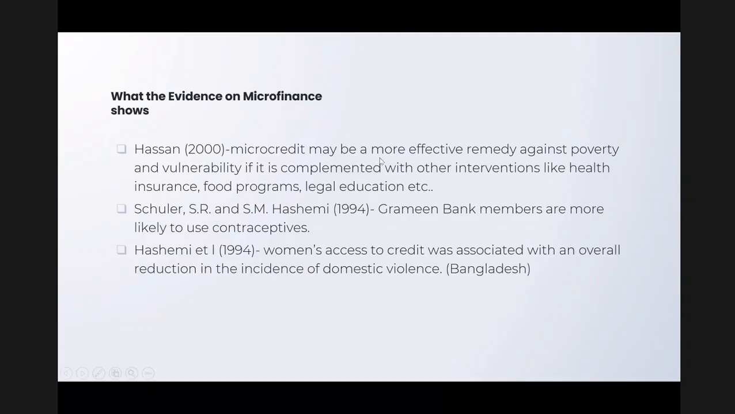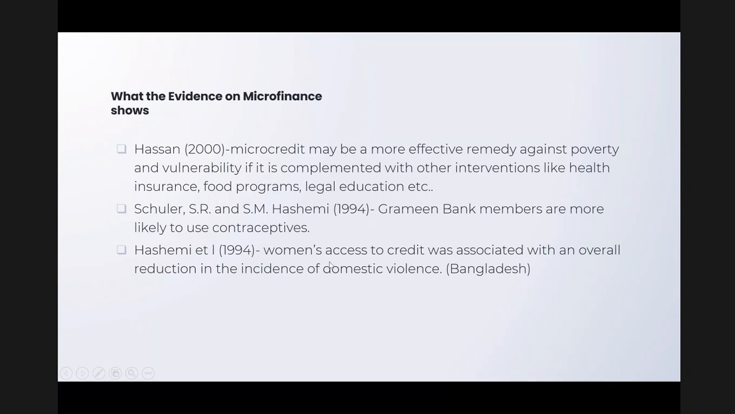Microcredit may be a more effective remedy against poverty and vulnerability if it is complemented with other interventions like health insurance, food programs, legal education, etc. Grameen Bank members are more likely to use contraceptives. A very interesting finding by Schuler and Hashmi, 1994: the clients of Grameen Bank are more likely to do family planning.